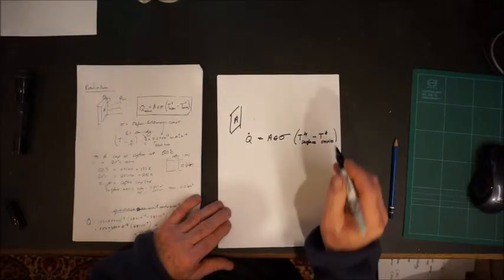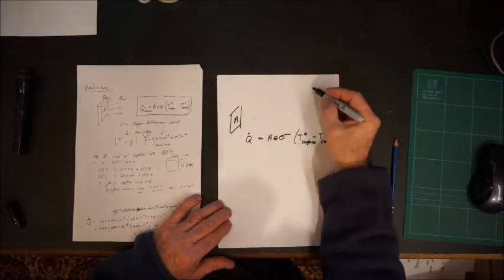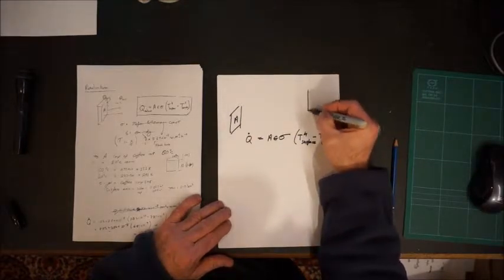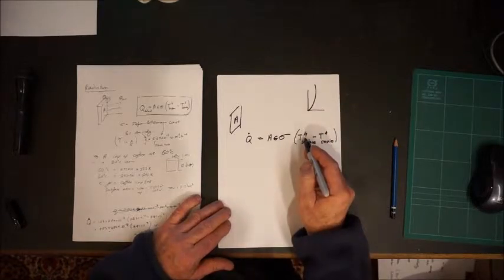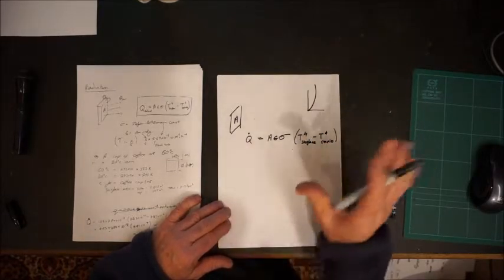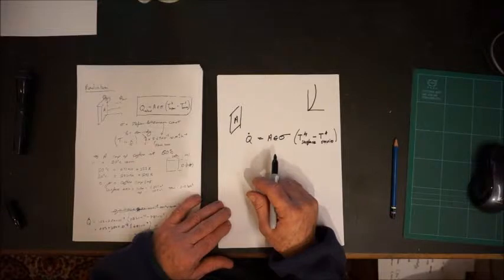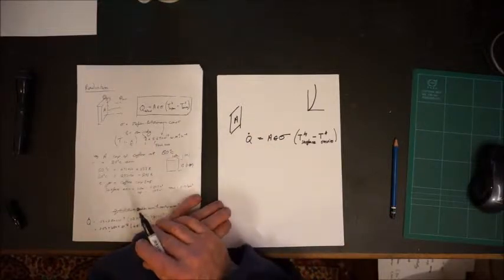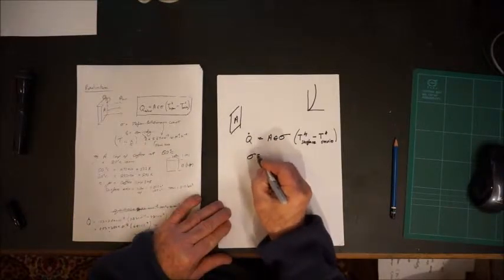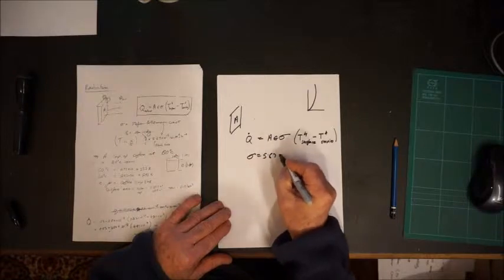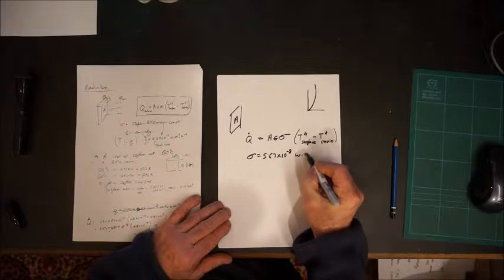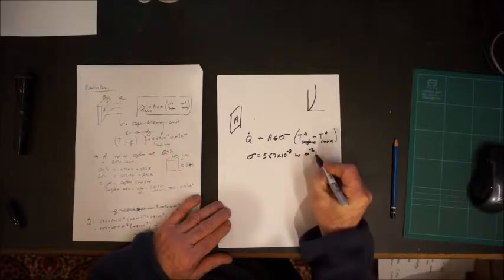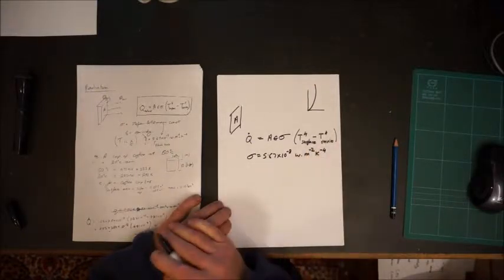Now, T to the 4 is a big number. I mean, if you draw a graph of T to the 4, it goes whiz really quickly. So this means that with small increases in temperature, you actually get big increases in radiant energy. As you can see, the Stefan-Boltzmann constant here is a funny number. It's 5.67 by 10 to the minus 8 watts per square meter per Kelvin to the 4th.